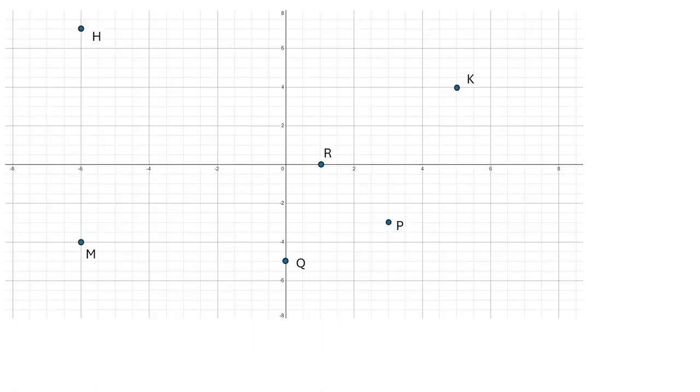In these examples, I've plotted a number of points. Now I want to label the coordinates for the point R. I move 1 unit along the x-axis, and then I stop. There's no movement along the y-axis at all. R is right on the x-axis. So I label this point (1, 0), 1 referring to the movement along the x-axis, and 0 referring to the movement along the y-axis.